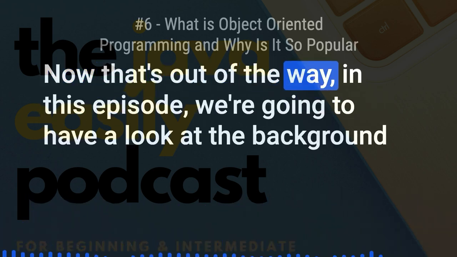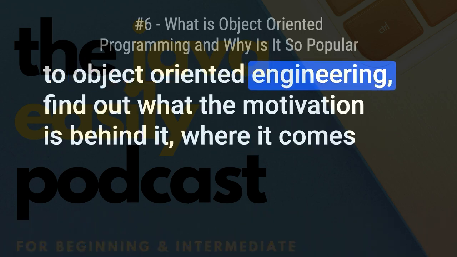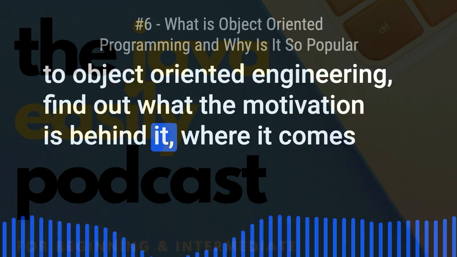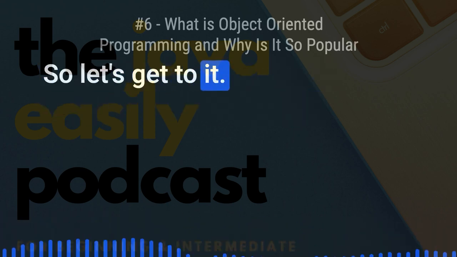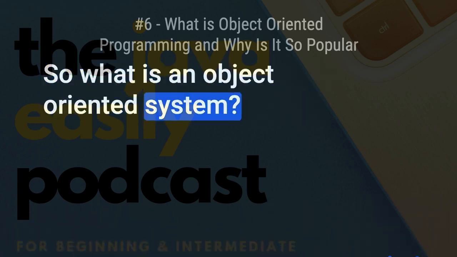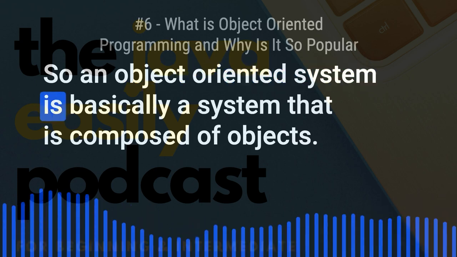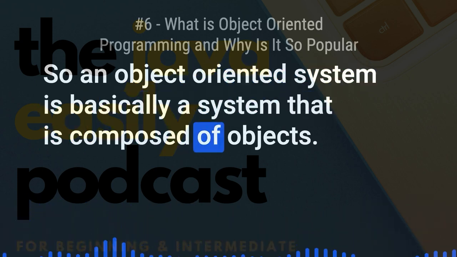Now that's out of the way, in this episode we're going to have a look at the background to object-oriented engineering, find out what the motivation is behind it, where it comes from, and get a handle on some base terminology. So let's get to it. So what is an object-oriented system? An object-oriented system is basically a system that is composed of objects.